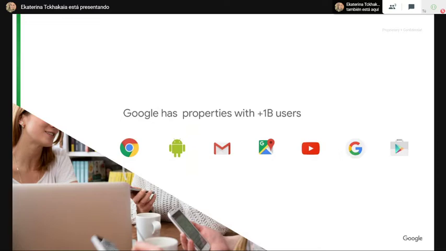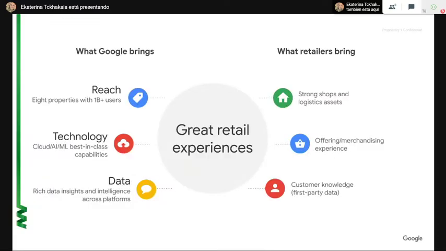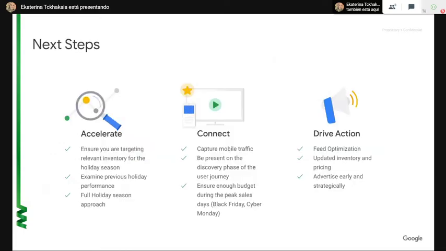With over 1 billion users across 7 platforms, Google allows you to reach the right audience in the right moment. And with the help of Google's reach, technology, and data insights, combined with strong shops and logistics assets on the retailer side, also their strong merchandising experience, and of course, customer knowledge, it is possible to reach potential customers and drive conversions.